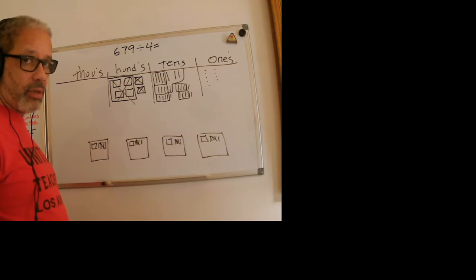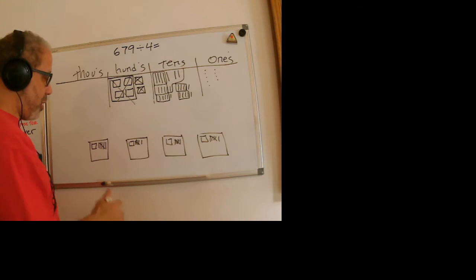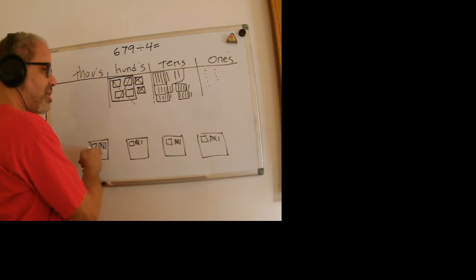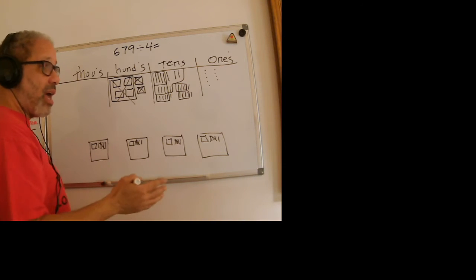We have to check to make sure we have shared the proper amount. There are 4 groups. Each group has 6 tens. 6 times 5, I think, is 30.